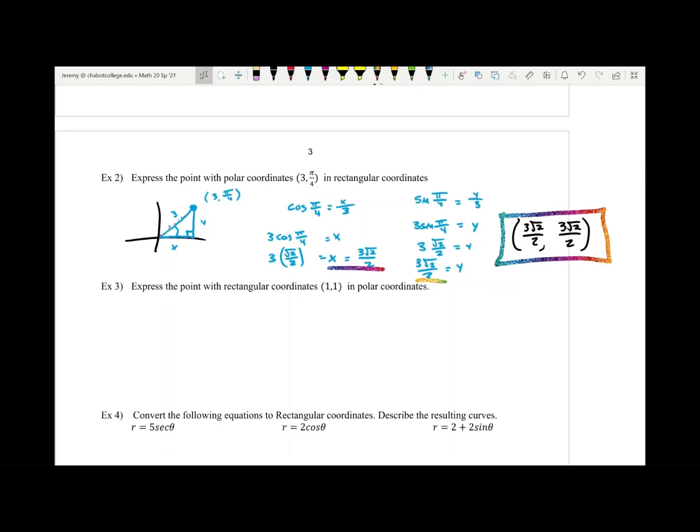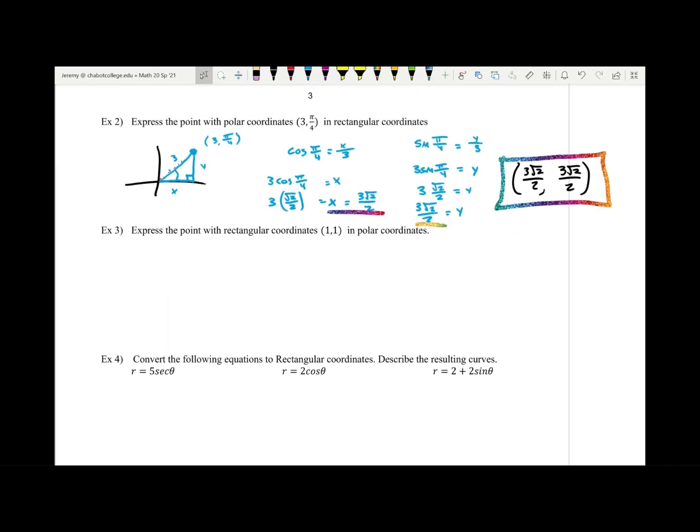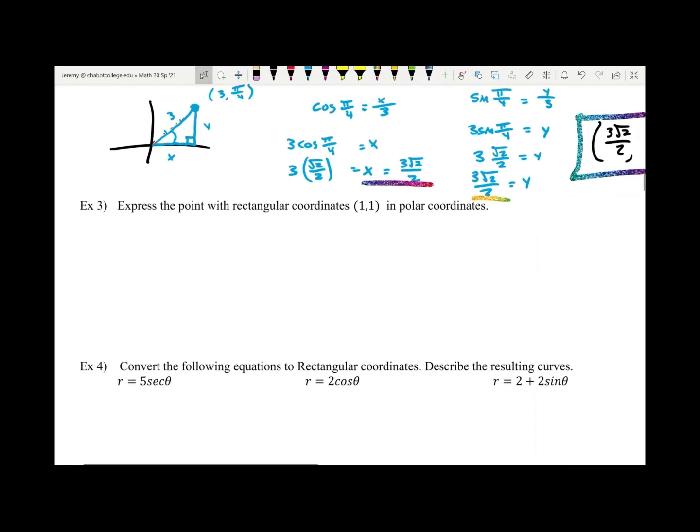So now for example 3, I want to express this point in polar coordinates, and I have this ordered pair 1, 1. So, okay, marking the x and y axis since I'm in rectangular coordinate land. So there it is, there's the ordered pair 1, 1.